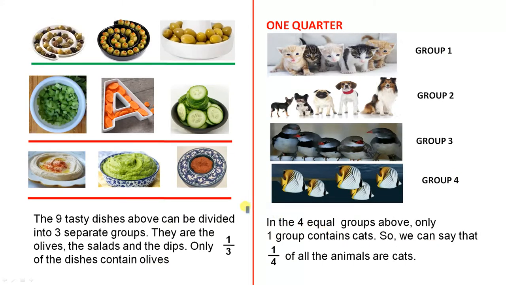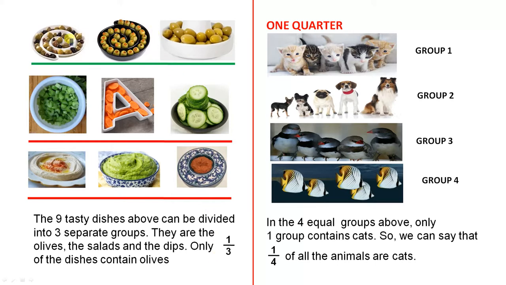The 9 tasty dishes above can be divided into 3 separate groups. One group there, one group here, and one group here. They are the olives, the salads, and the dips. So let's call this group here the olives, let's call that group there the salads, and let's call this group here the dips. Only 1/3 of the dishes contain olives.